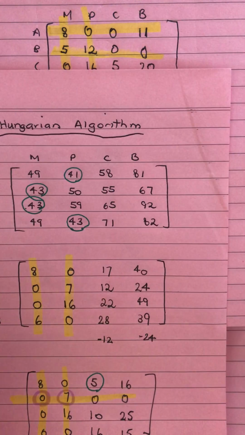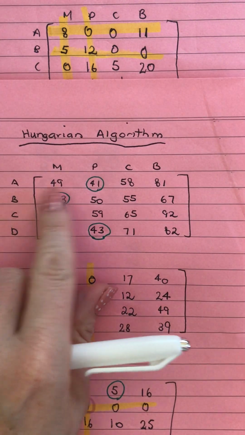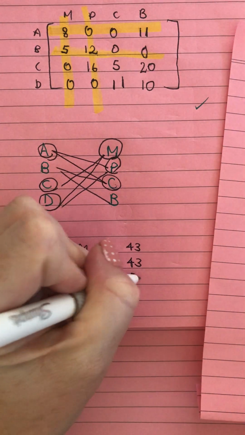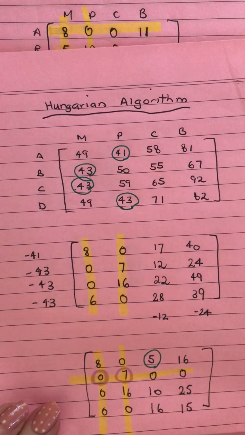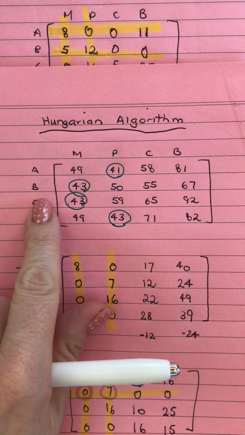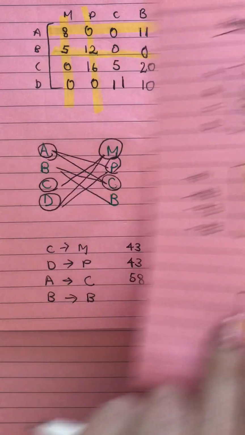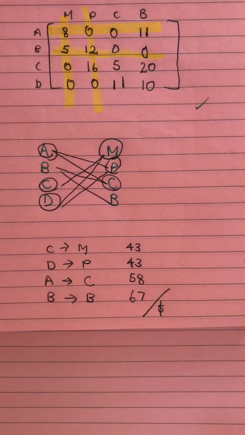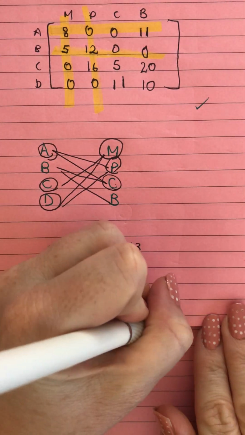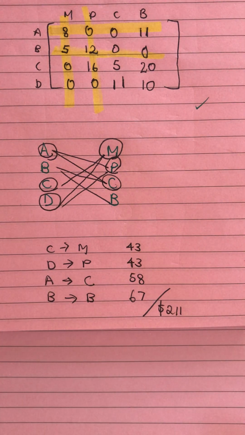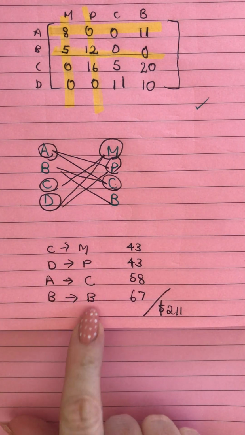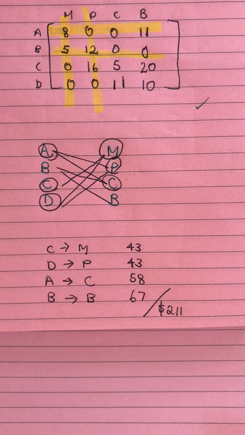Then I've got D to P was 43. Then I've got A to C. My A going to C was 58. And then I've got my B going to the B over here for 67. Then I can add that up and see what my total is, which is 211. So that's my final step, working out that final answer there. Obviously in an exam you would want to put these as the words rather than just the letters, but for the sake of time I've just put the letters.